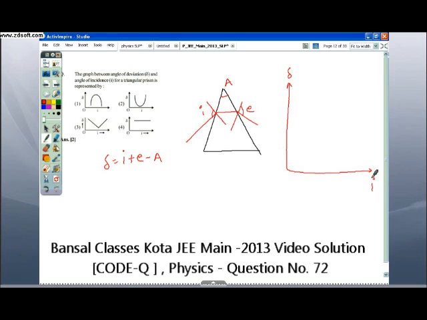This is a standard graph. All of you must be knowing this. So here, as i is increased, delta first decreases, becomes minimum for some angle of incidence, and then it again increases. So this is a standard graph. Answer 2 is correct.